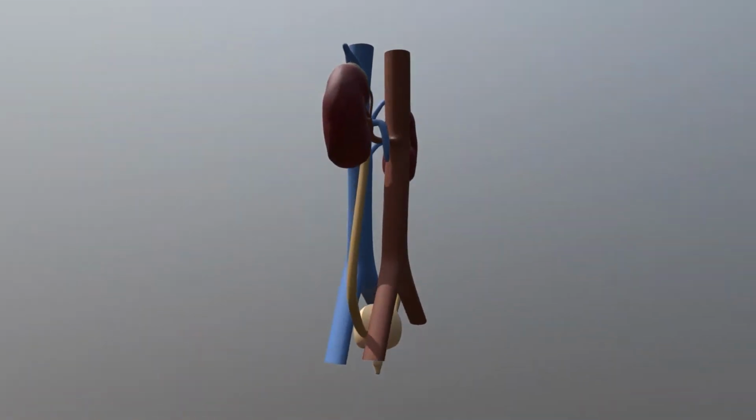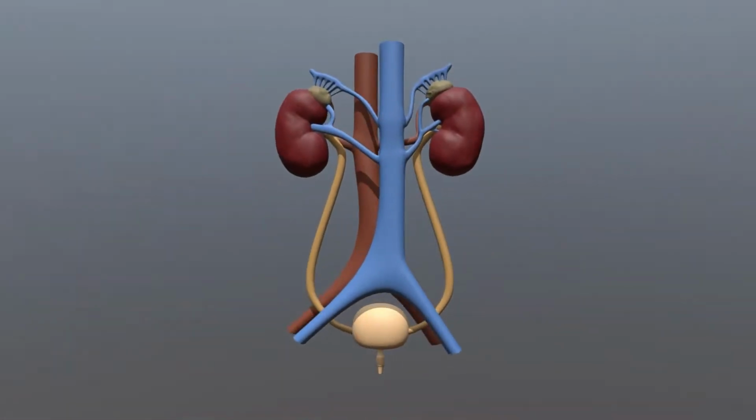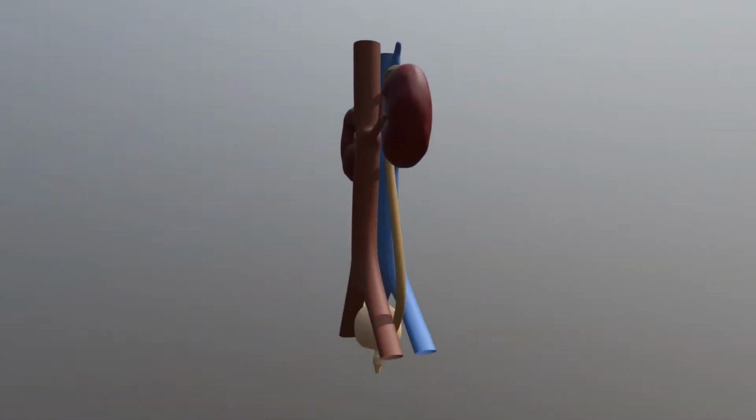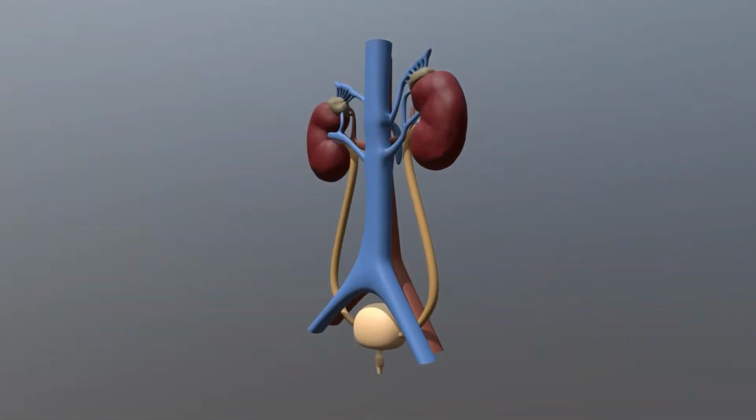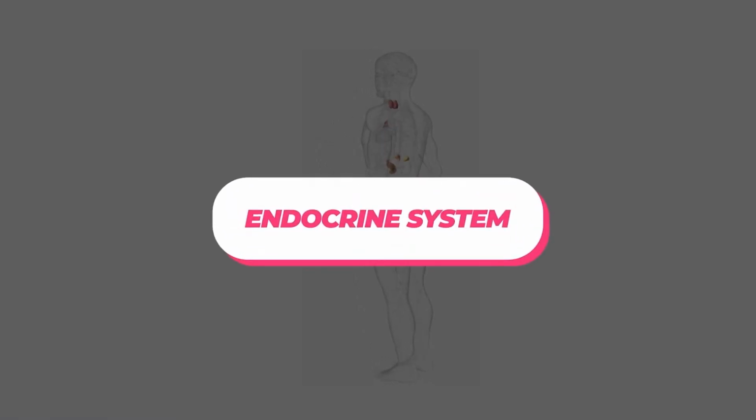In addition to removing waste products, the urinary system helps to regulate the body's electrolyte balance and blood pressure and plays a role in the production of red blood cells. Number 8. The endocrine system.